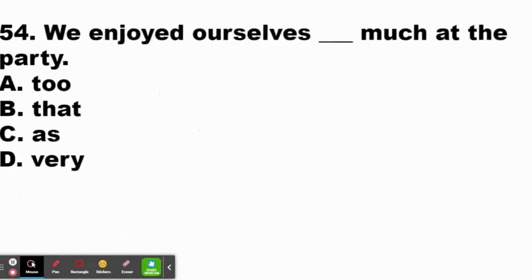54. We enjoyed ourselves dash much at the party. A, too much. B, that much. C, as much. D, very much. Now, D is correct in this context because that's just appropriate. We enjoyed ourselves very much at the party. Okay.